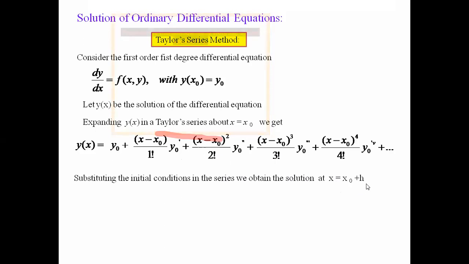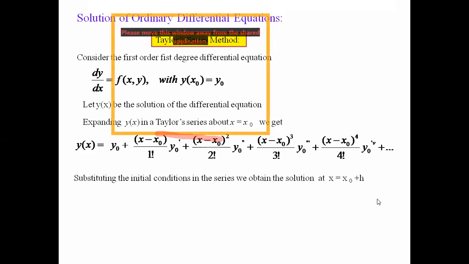0.5. If you take h as 0.5, first find x0 plus 0.5. So it gives the solution at that point. Again add 0.5. Get the solution at each step. At the end, we can reach that place. So this is the method of solving a differential equation by the Taylor series method.